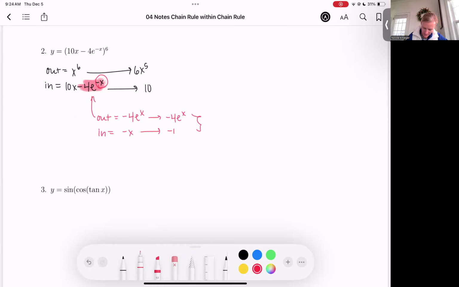So when we put this all back together, I'm going to plug the negative x into the derivative of the outside. So I have negative 4e to the negative x, and I'm going to multiply everything by negative 1. When I simplify that, I get 4e to the negative x. And that was the derivative of this piece, so I have to add that to the 10 plus 4e to the negative x. Again, I'm not actually done yet.